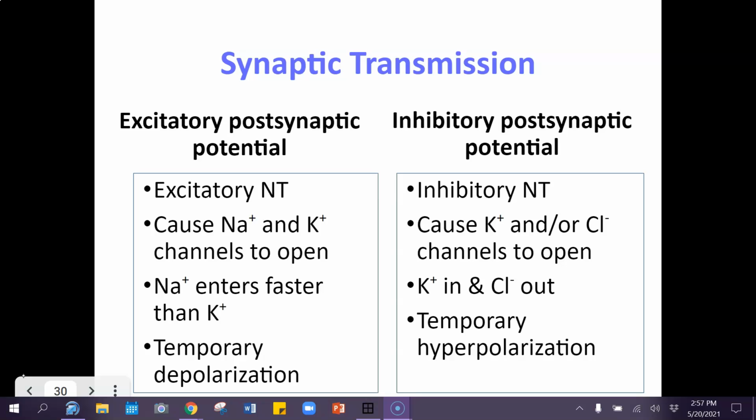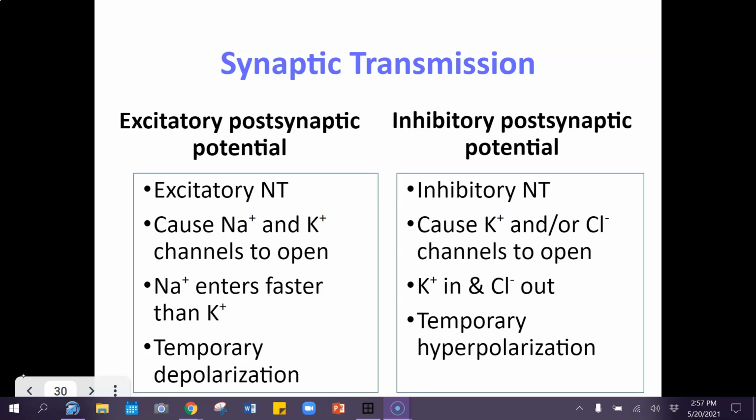An inhibitory postsynaptic potential, or an IPSP, occurs when an inhibitory neurotransmitter like GABA, the long word for that is gamma aminobutyric acid, which acts in the brain, binds. Another example of an inhibitory neurotransmitter is glycine, which acts in the spinal cord. So when these inhibitory neurotransmitters bind to a receptor, they're not going to cause depolarization. They're going to cause hyperpolarization. They're inhibitory. So they're going to cause potassium channels to open, and potassium will flow out of the cell.